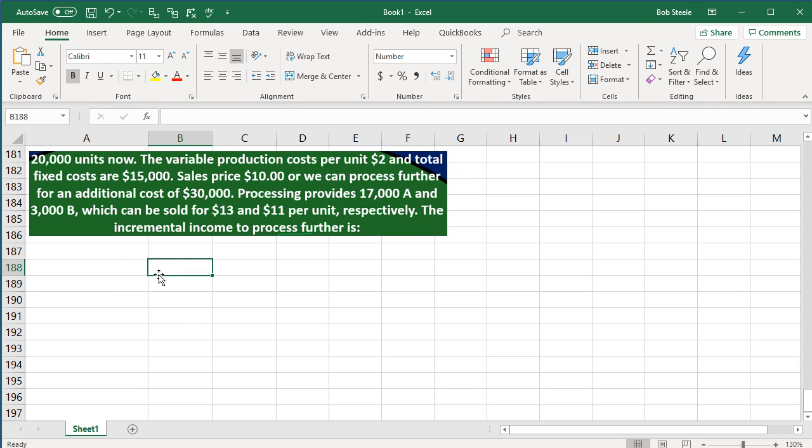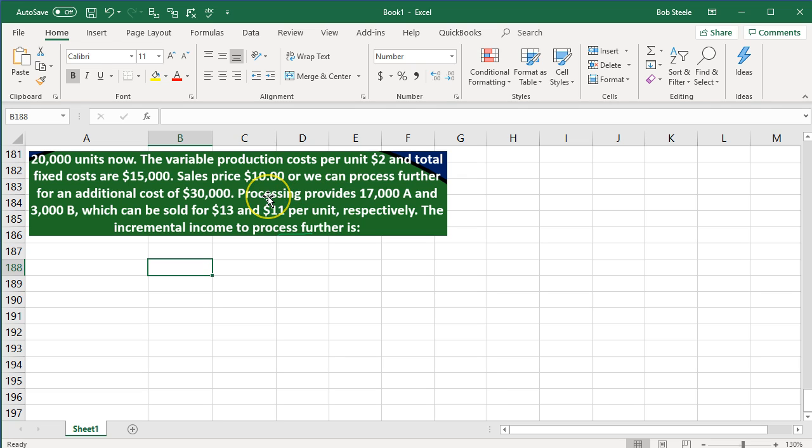So let's break out our information. We're going to list out the two options. So we're thinking about this point in time. We've got the two options we can do. We can either sell them as is, or we can process further. So if we go through this, here's the costs up to now, once again irrelevant to our decision-making point at this point forward.